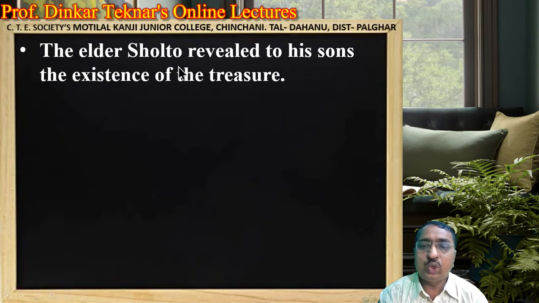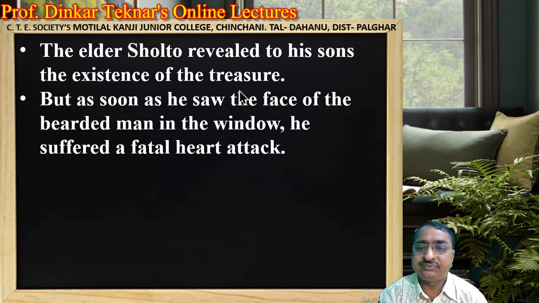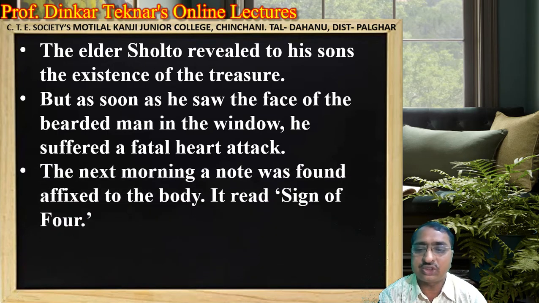The elder Sholto, means Sholto's father, revealed to his sons the existence of the treasure. But as soon as he saw the face of the bearded man in the window, he suffered a fatal heart attack and he died on the spot. The next morning, a note was found affixed to his body and it read The Sign of 4.